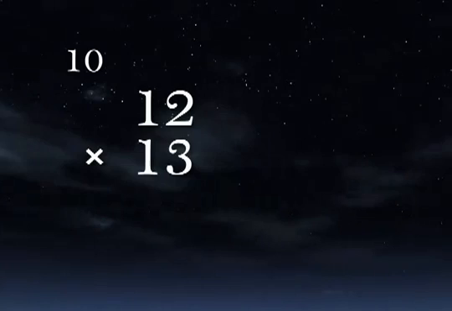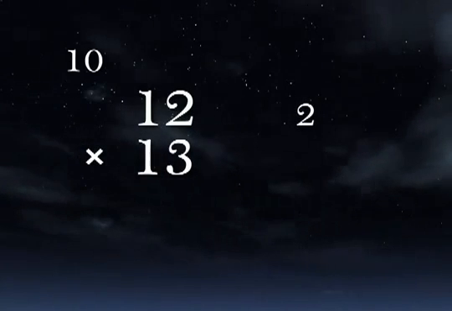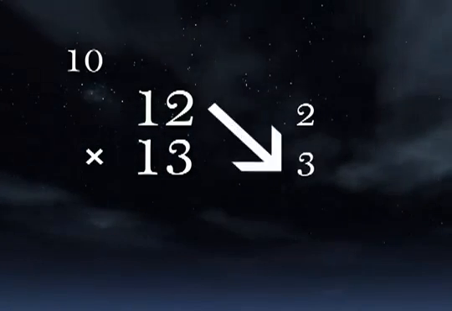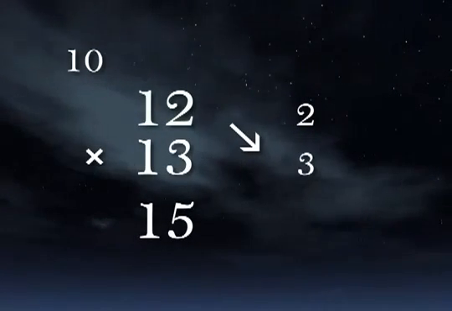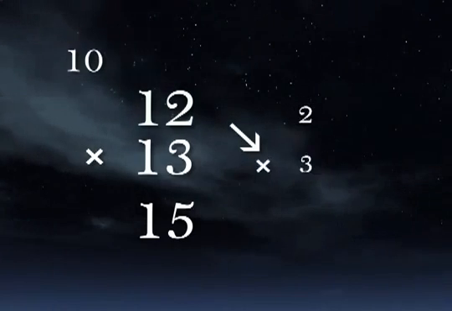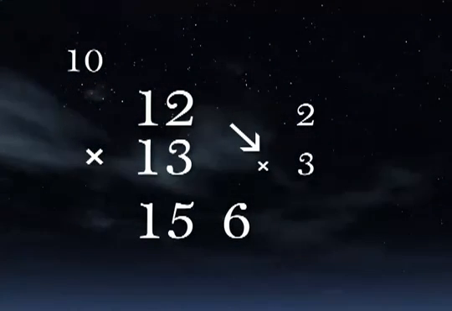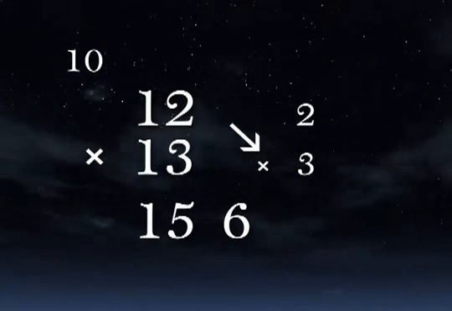12 is 2 more than 10, so we write 2. 13 is 3 more than 10, so we write 3. Working crosswise, 12 plus 3 is 15. That's the left side of the answer. 2 times 3 is 6. That's the right side, so the answer is 156.